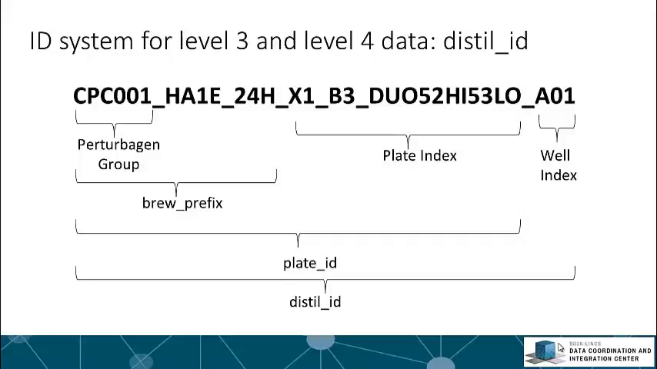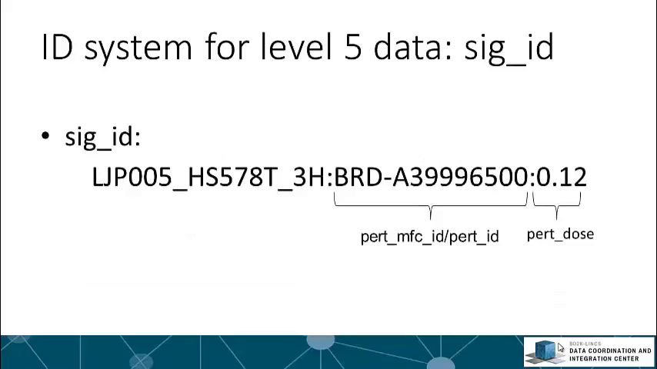Together with the brew prefix, they make up the unique identifier for a plate. Well index designates the position where the replicate is profiled. Replicates of the same experiment normally have the same well index. You can see the ID exactly mirrors the experiment setup.